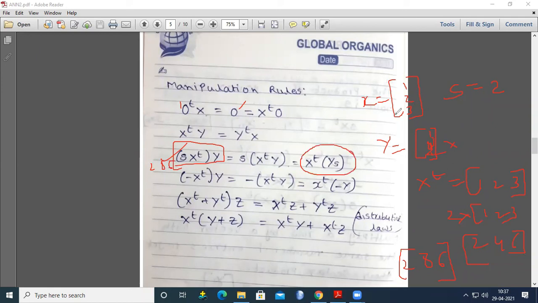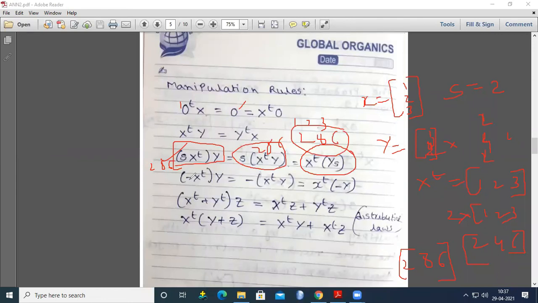You can perform the same thing. x^T means 1 2 3. So y into s, where y is 1 2 1 and s is 2. So 1 into 2 is 2, 2 into 2 is 4, 1 into 2 is 2. Now perform 1 into 2 is 2, 2 into 4 is 8, 3 into 2 is 6. Same, we get 2 8 6. If you execute s into x^T plus y, then also you get 2 8 6 only.